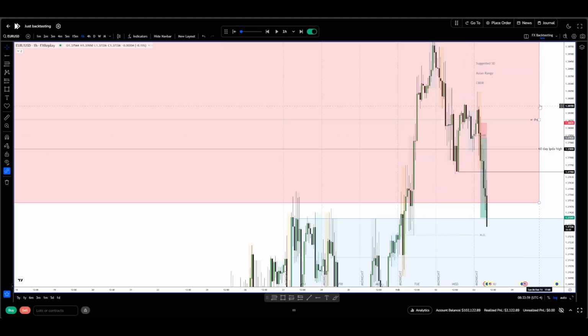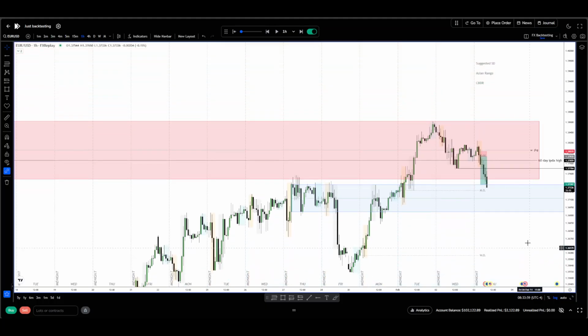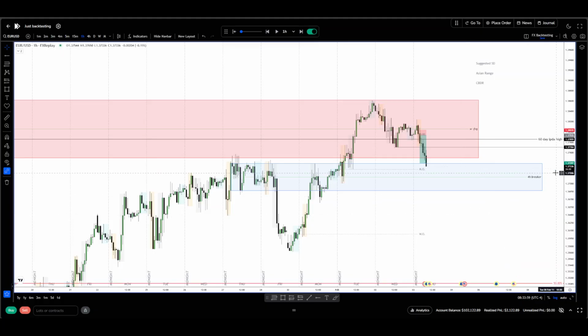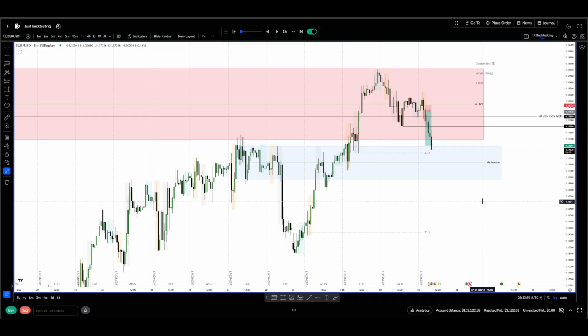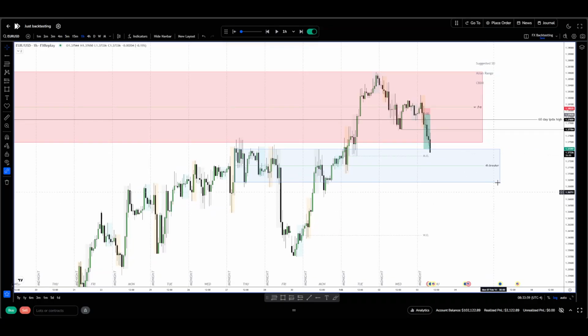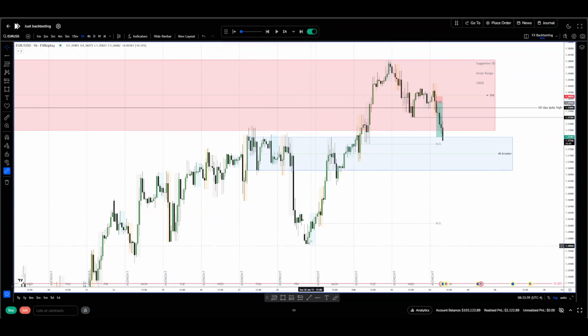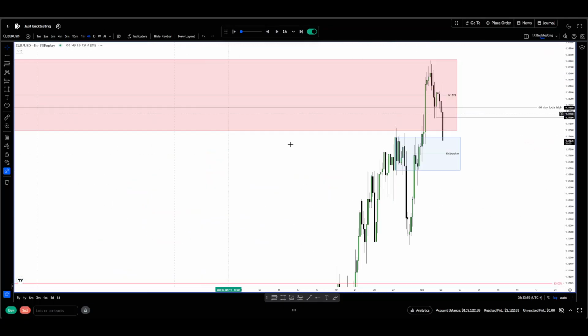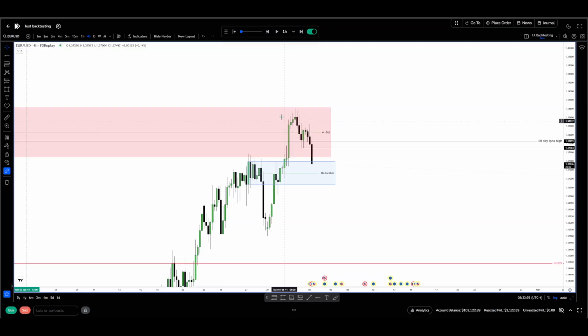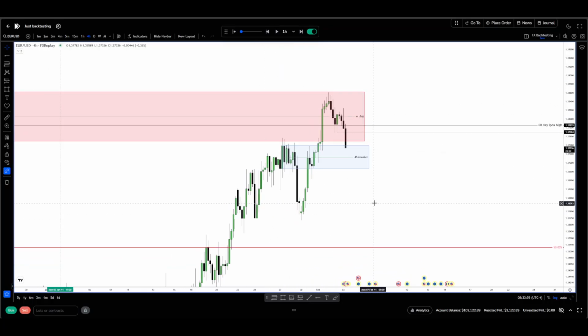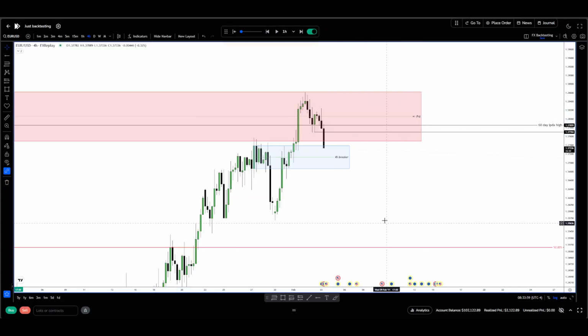Let's do it from maybe the 1 hour. Well, it's basically a 4-hour IPDA range, right? So things that were in play here for me was this dealing range, right? Which is the most obvious on the 4H.